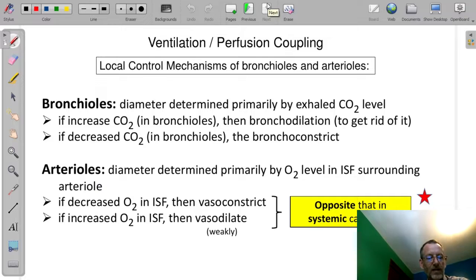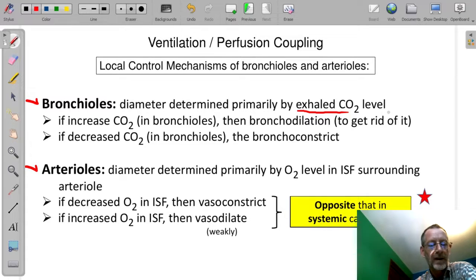Okay, so we have two things to regulate, the bronchioles and the arterioles. Both of these are lined with smooth muscle. Both have the ability to constrict and dilate. So let's look at the bronchioles first. The bronchial diameter is determined primarily by the amount of exhaled CO2. So it's the amount of CO2 in the lumen of the bronchiole, and that affects the smooth muscle.